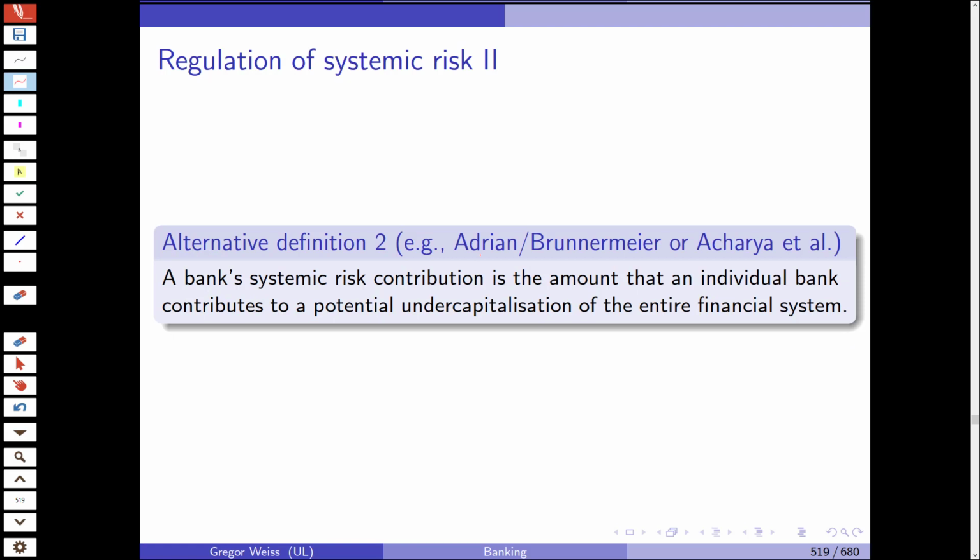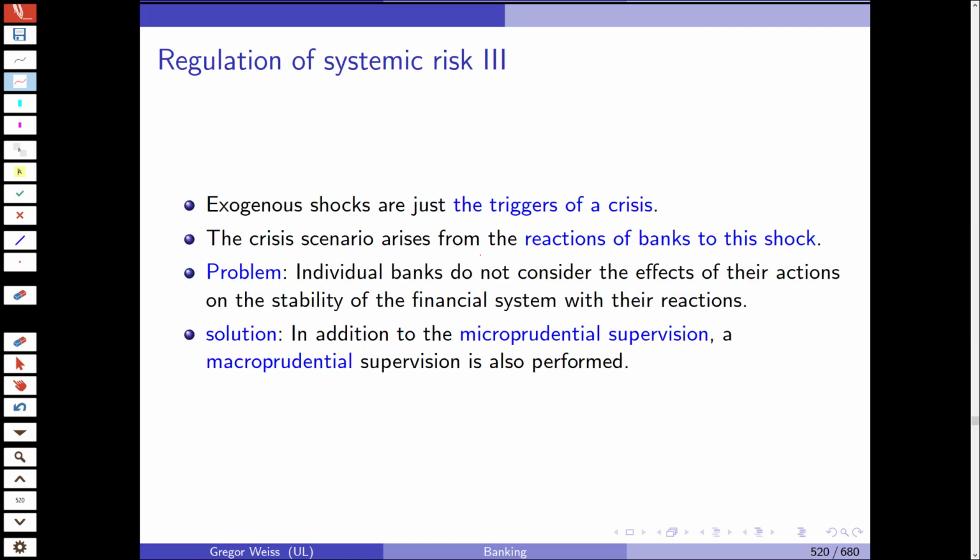Alternative definition 2, given by Adrian and Brunnermeier in their CoVaR paper, or Acharya, Richardson, and I think there's a fourth author, I've forgotten the name, sorry. A bank's systemic risk contribution is the amount that an individual bank contributes to a potential undercapitalization of the entire financial system, which in turn then again causes an effect on the real economy.